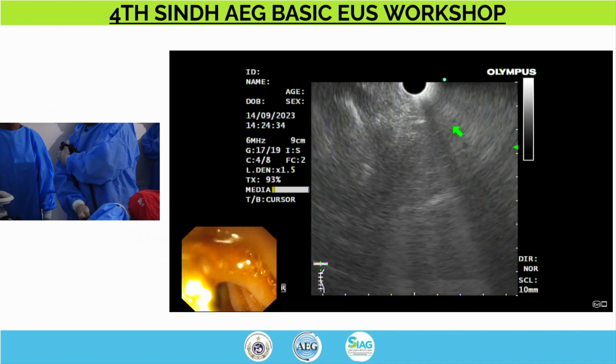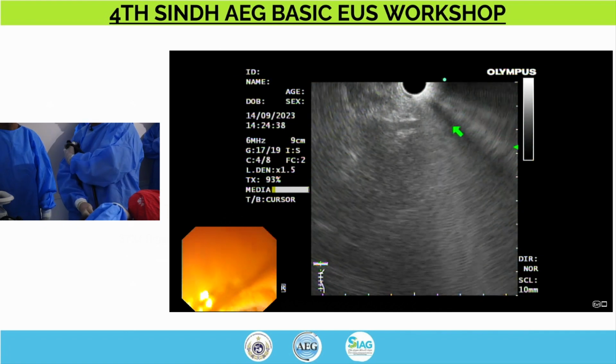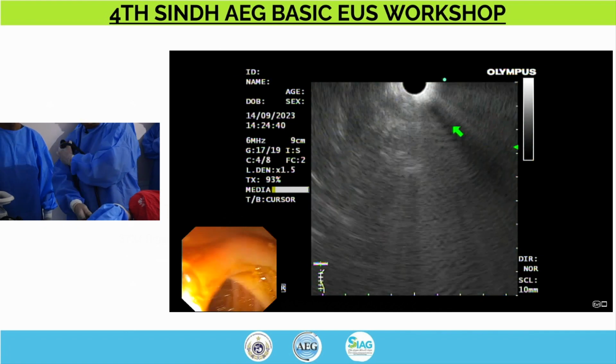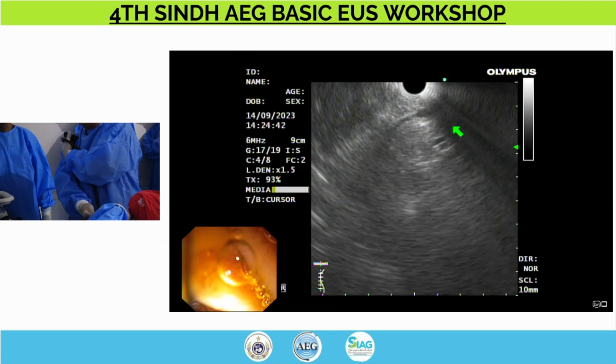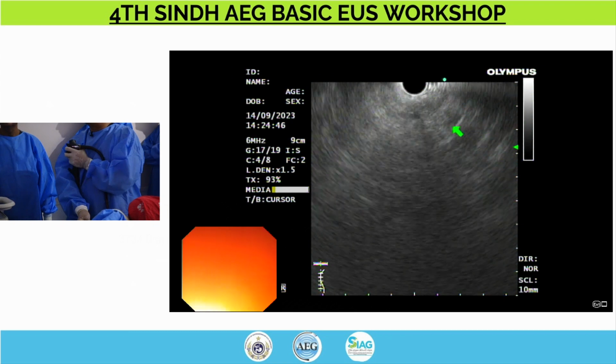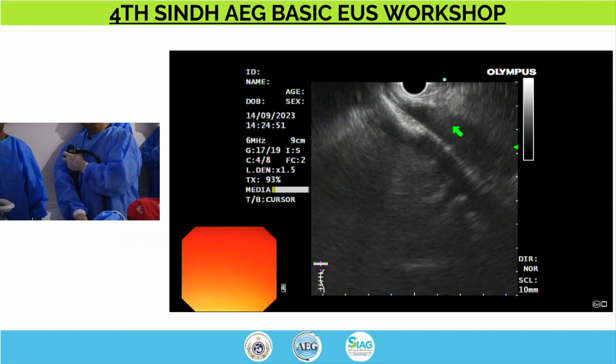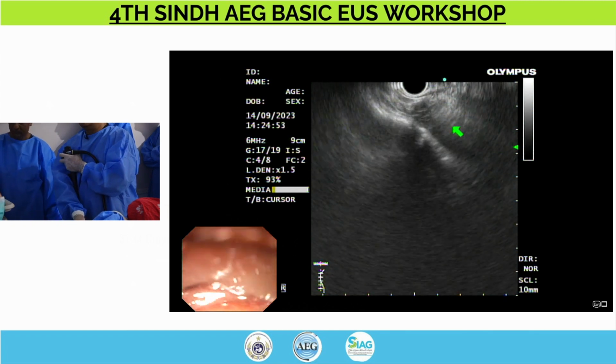If I don't see the ampulla, it's okay, no need to worry about it. Here I'm going to try, once I'm in a short scope position, what we call, then I will move the big wheel towards me, and move the scope right or left. My goal is to find the aorta. You see that? I found the aorta.